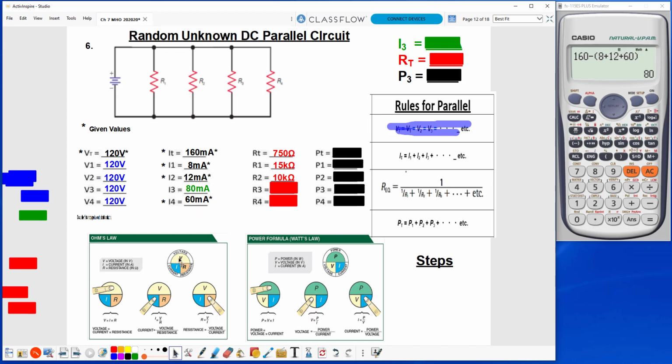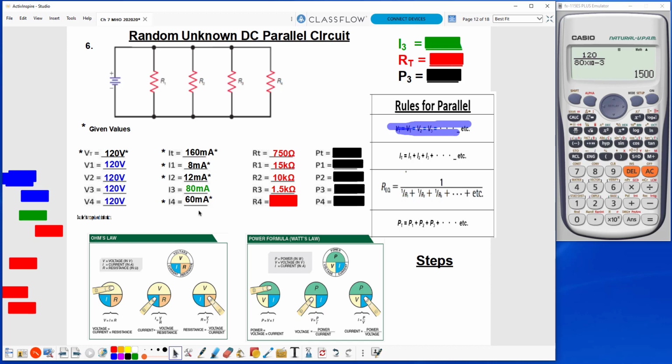All right, to find the value of R3, I'm going to look here, cover up the R with your finger, and it's V over I. So I'm going to take the 120 volts divided by 80 milliamps to get R3. So I got 120 divided by 80 milliamps. Definitely have to use the metric prefix in a situation like this. And the answer is 1.5K ohm.